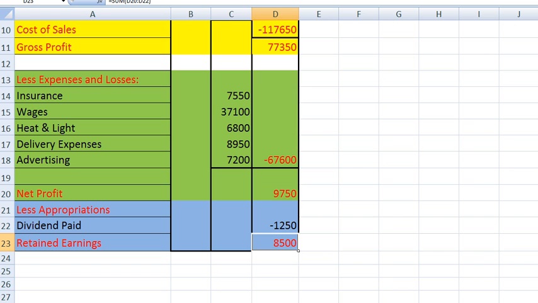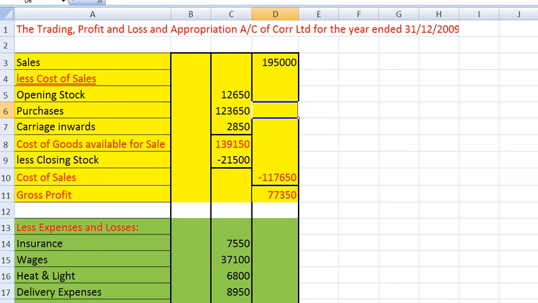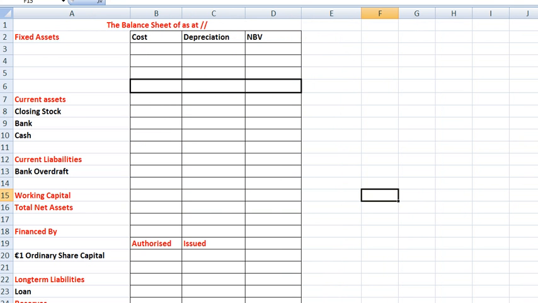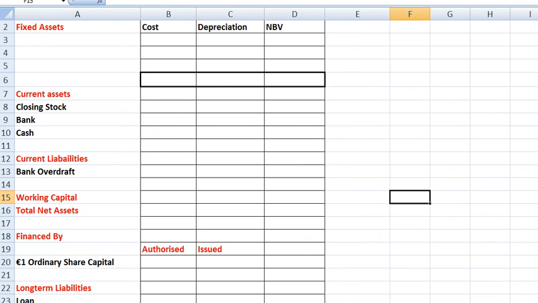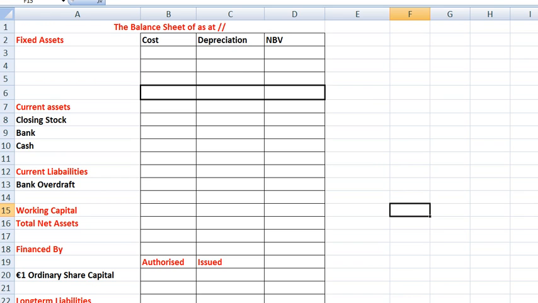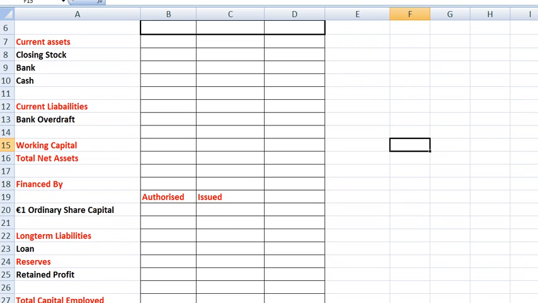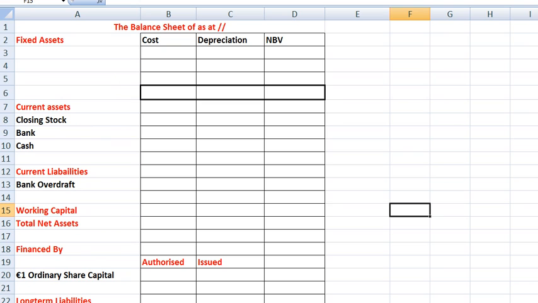So the second half of this question asked us to do the balance sheet. So we're going to flick over to the balance sheet now. Now the balance sheet is a snapshot of a company's finances on a particular day. It can change from day to day. The first half of the balance sheet looks at what a company owns and what it owes. And the second part of the balance sheet, the finance by section, looks at where the company got its money from to run itself.